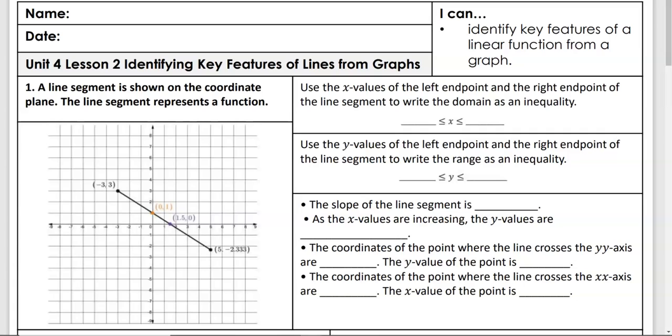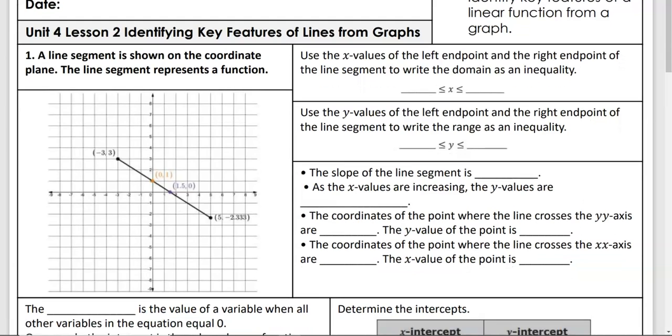All right, so we're going to find key features today looking at graphs of lines. We did a little bit of this on Friday with our set builder notation, looking at domain and ranges of certain graphs. Okay, so here we have a new graph.